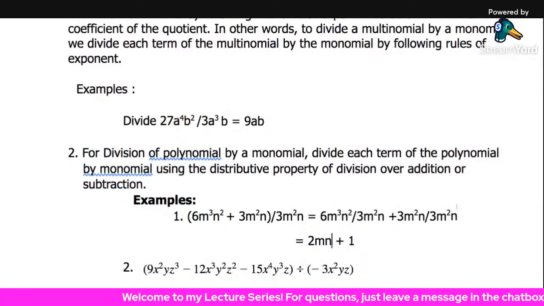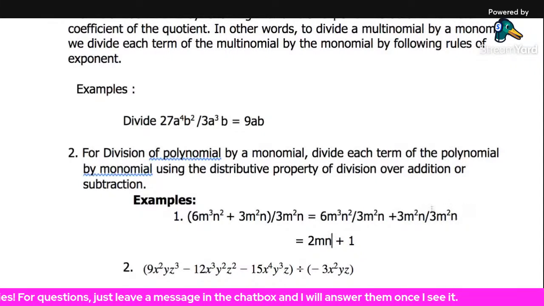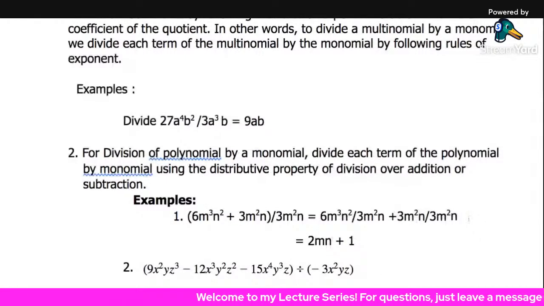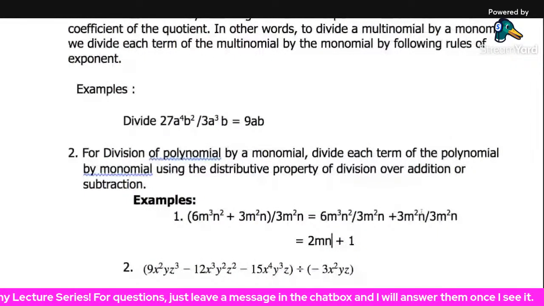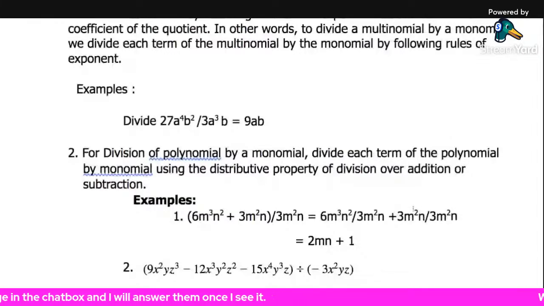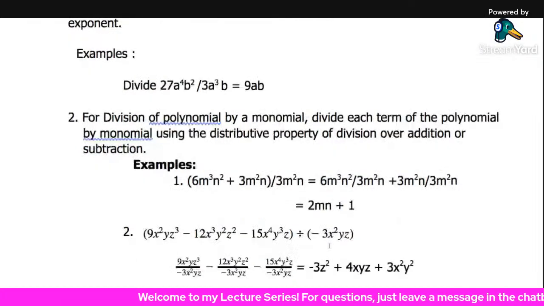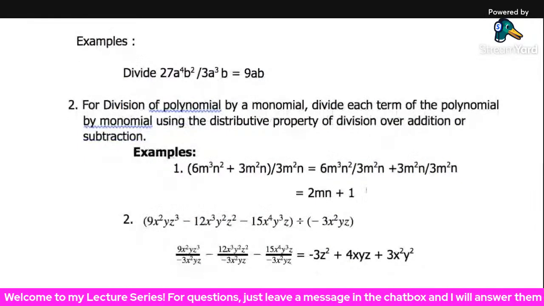Now we proceed here. We have 3m^2n over 3m^2n. If you see, guys, these two are equal. So this is like dividing a number by itself. We know that when we are dividing a number by itself, it's always equal to 1, except for 0. So we have 1 here. This whole term divided by itself will give us 1. So the answer should be 2mn plus 1. That's what you can do.